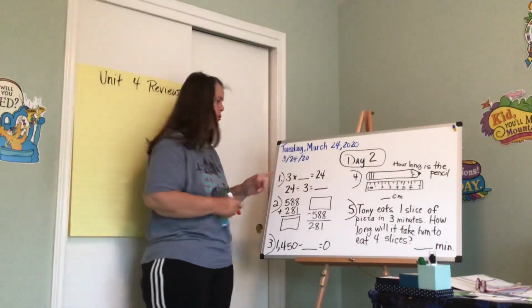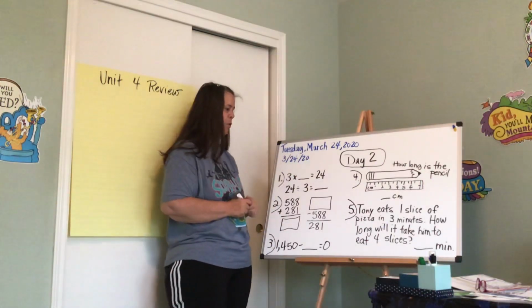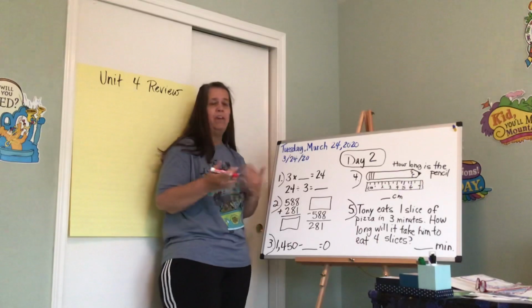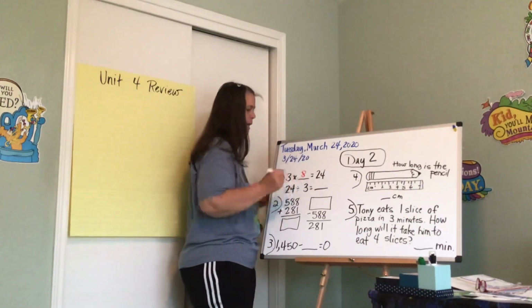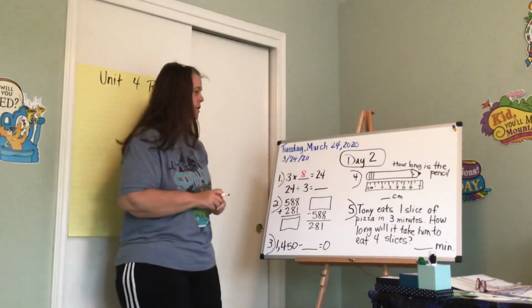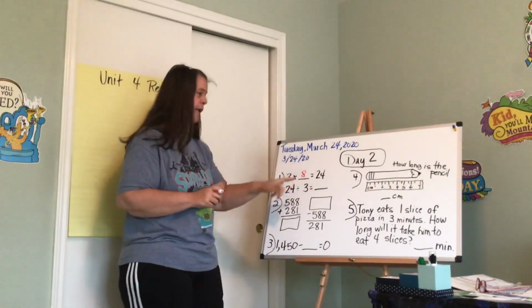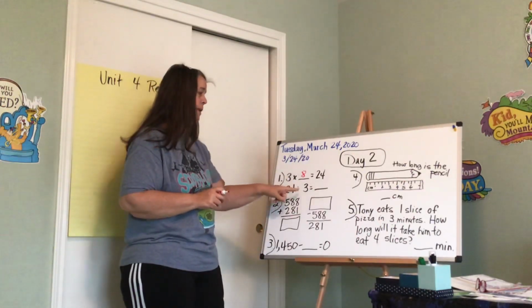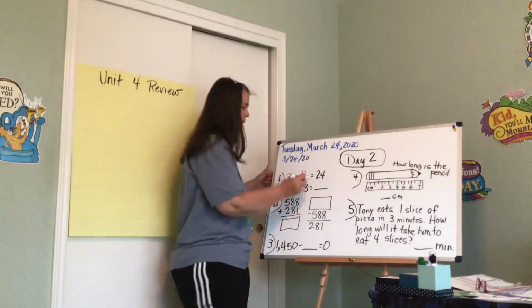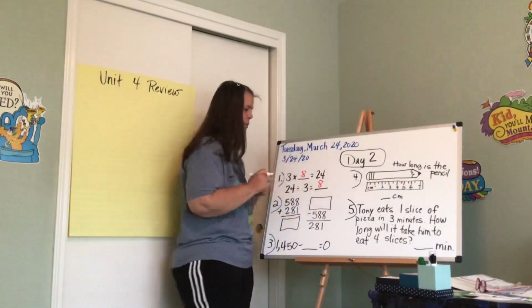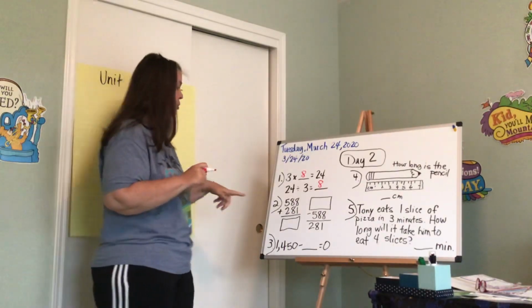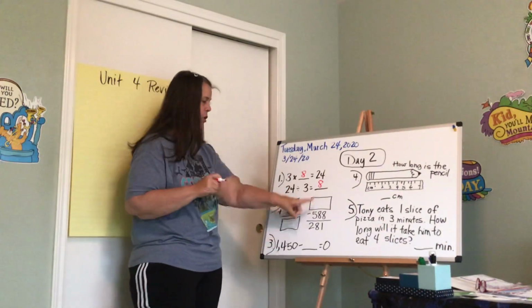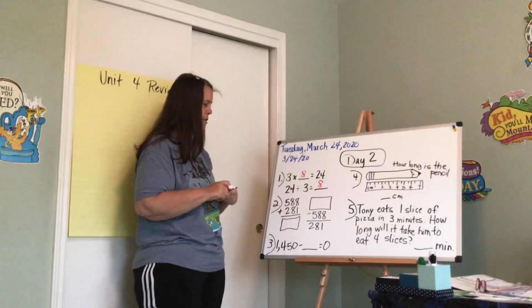Number 1, 3 times what is 24? So that's basically saying how many 3's are in 24? And the answer is 8. Very good. So this being a fact family, I know if I start with 24 and divide it by 3, how many groups would I get? I would get 8 again. Okay? Remember those fact families. We're also going to use a fact family to solve these 2 problems as well.